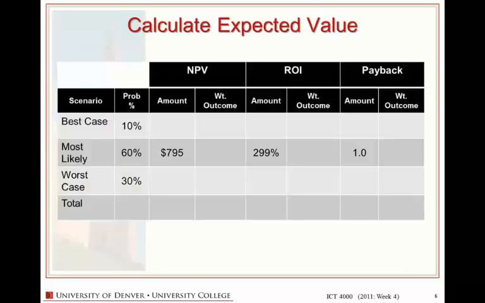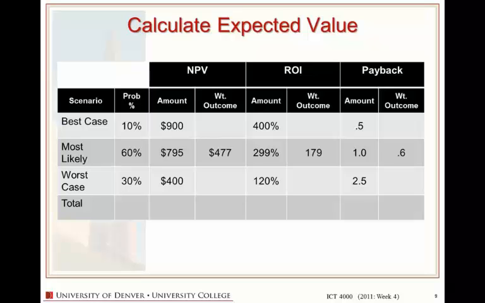What you do is you start to calculate what we call expected value. It's a fancy name for what is also known in mathematics as a weighted average. What I did here is, for our most likely case, I put in the $795,000 NPV, the 299% return on investment, and the 1-year payback. I then put in the best case, which is $900,000 for NPV, 400% ROI, half a year. And then in the worst case, I come up with my calculations based on my assumptions: $400,000 NPV, 120% return on investment, and a 2.5-year payback.